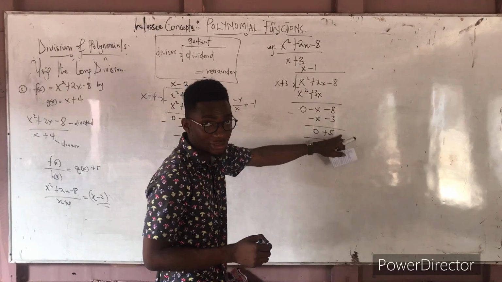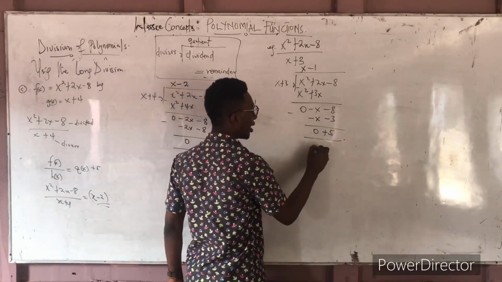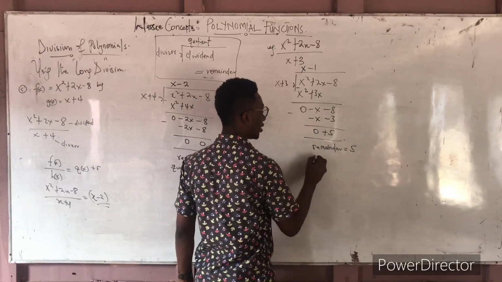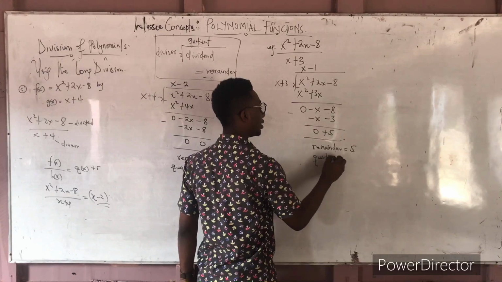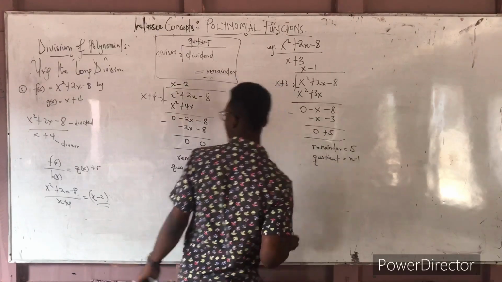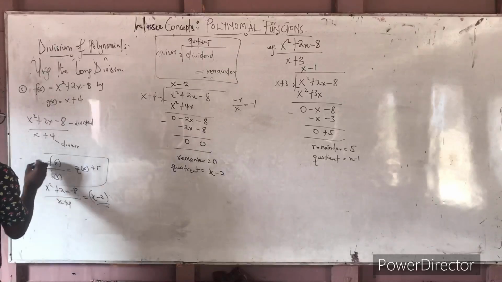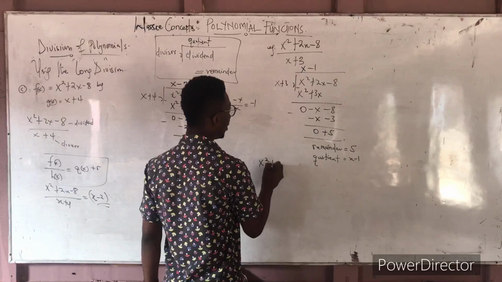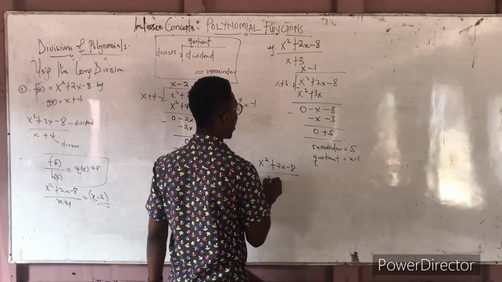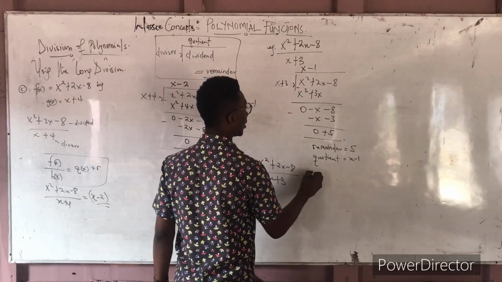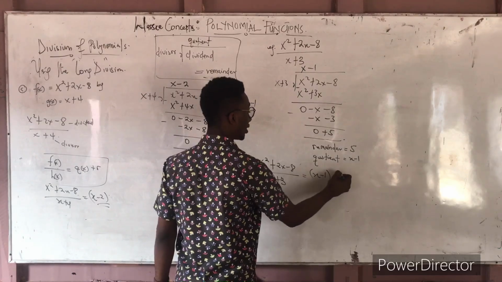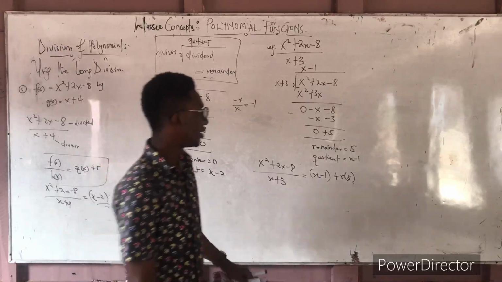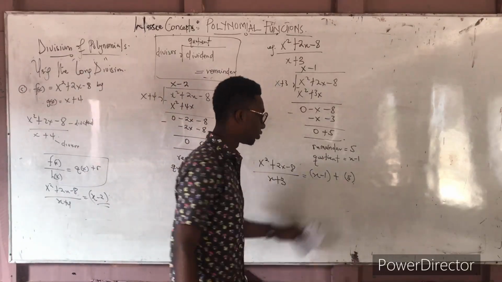There's no x over here. This is the constant. So therefore the remainder you have here is 5. And what is our quotient? Our quotient is x minus 1. So going by the same idea, the dividend divided by the divisor is equal to what? The quotient plus remainder. What do we get? This is the dividend, x squared plus 2x minus 8, divided by x plus 3, which is equal to our quotient, x minus 1, plus remainder 5. Okay. And you can decide to write the remainder over the divisor.